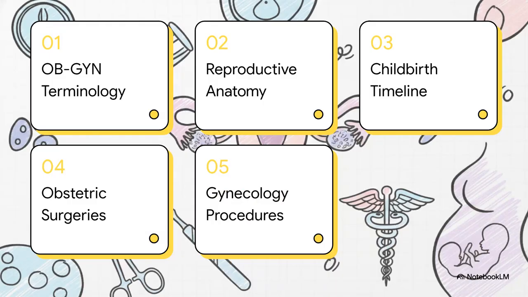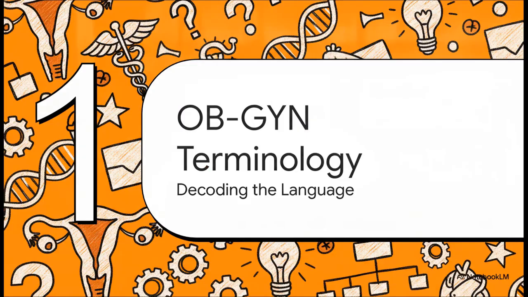To make sense of all this, here is our game plan. 1. We'll decode OB/GYN terminology. 2. Map the reproductive anatomy. 3. Trace the timeline of childbirth. 4. Dive into obstetric surgeries. And finally, 5. Look at gynecological procedures. Let's kick things off with Section 1, Decoding OB/GYN Terminology.